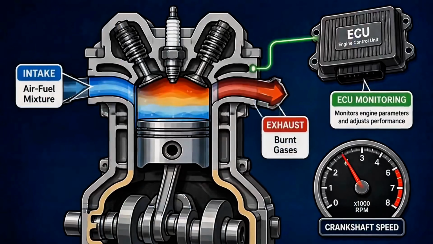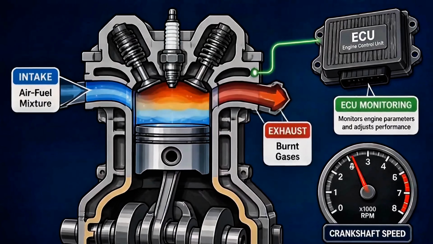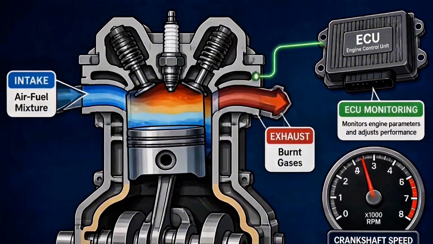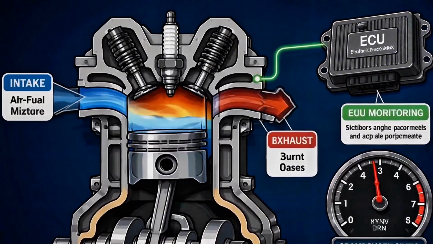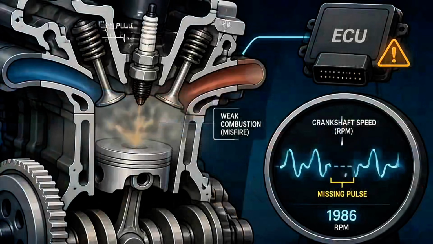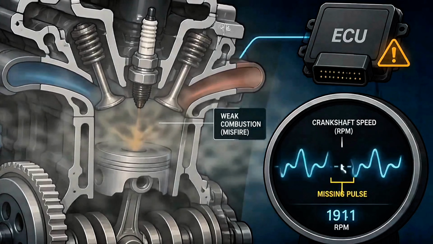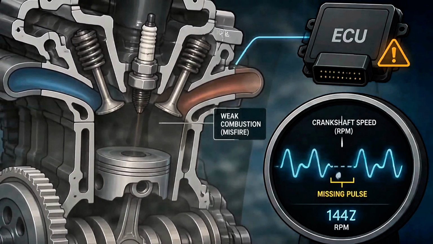Inside a 4-stroke gasoline engine, each cylinder performs a precisely timed sequence. It draws in air and fuel, it compresses that mixture, the spark plug ignites it, and the expanding gases push the piston downward, creating power. If the spark fails, or if the cylinder lacks fuel, air, or compression, the combustion event becomes weak or disappears completely. That is a misfire.